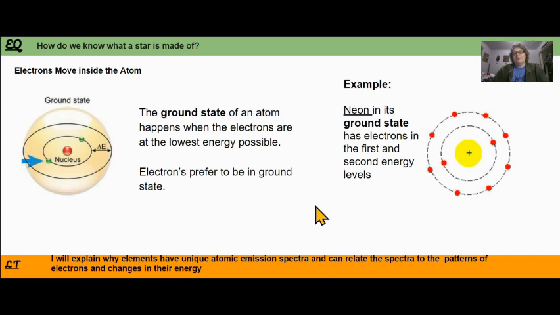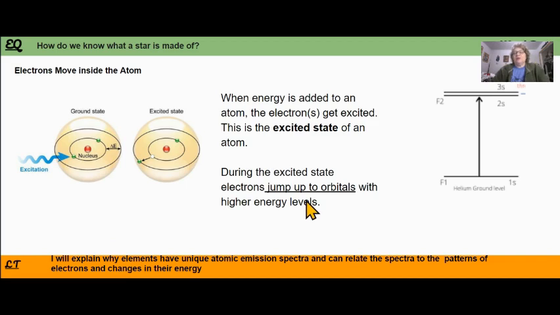But it's possible for those electrons to get excited and jump into another level. So when energy gets added to an electron, right, the electrons get excited. And it's a lot like sugaring up a kid, right? And this is called the excited state of an atom. Okay. During the excited state, the electron jumps up to another orbital. And we're usually looking at those valence electrons that are doing that, but it is possible for the inner ones to do it too. Okay.